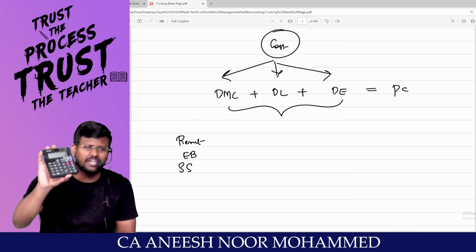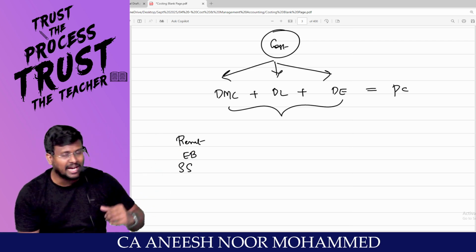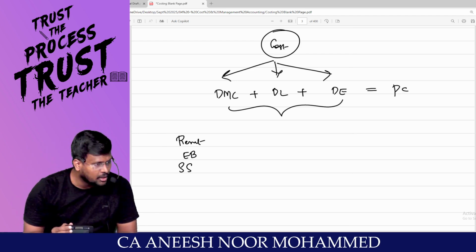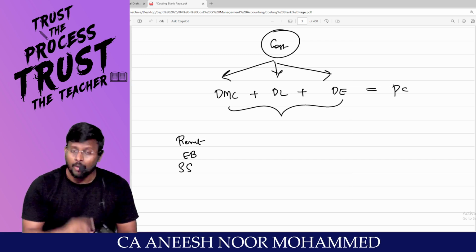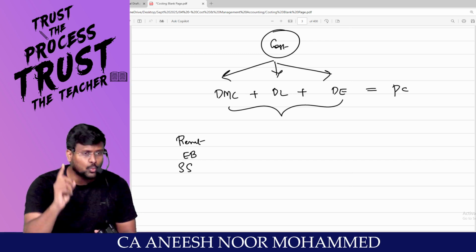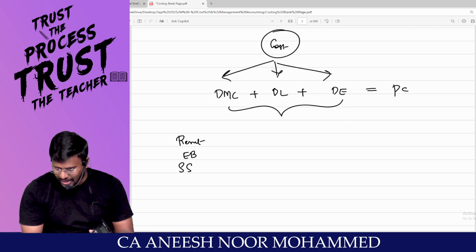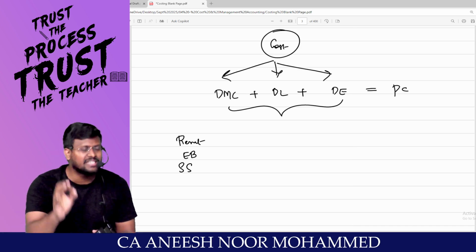I don't know the design of this product. They said to me, "You can use this design to manufacture the calculator. But for every calculator you manufacture, you are supposed to pay us 10 rupees." It is called royalty. That royalty is a direct expense.